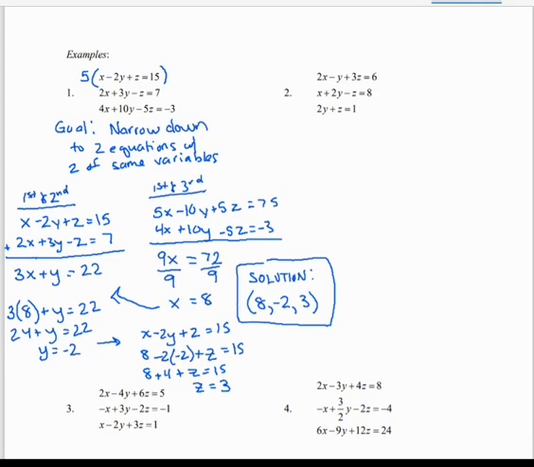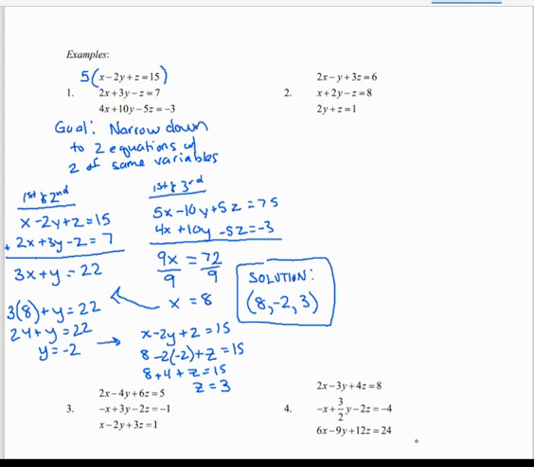Okay, what would have happened if this didn't eliminate? If I had left with an x and a y here, I would now have two equations with an x and a y, and I can go use substitution or elimination.